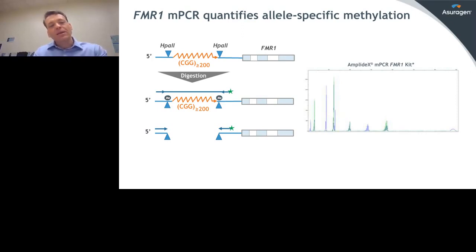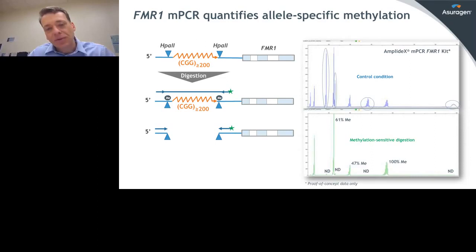And so by dividing the sample into 2 reactions and doing a control plus a HpaII digestion, and then tagging those 2 different reactions with 2 different dyes on that reverse primer, we can create a composite signature that gives us the sizing of each of the alleles and a comparison of the fraction of methylation for those alleles.